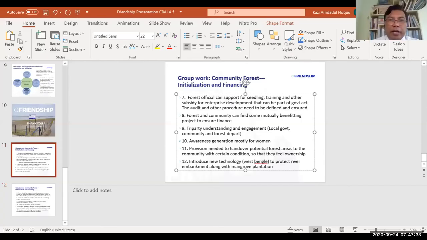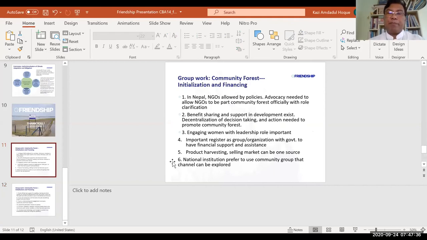We have a very vibrant presentation, sharing all the brilliant people. And in the very beginning, they recommended this Nepal experience. They feel the NGOs need to be allowed in the policy, with policies and advocacy needed for other countries. Nepal already allows NGOs to be part of community forest officially with role clarification. Number two, the benefit sharing and support in development exists there, but they recommend decentralization of decision taking and action needed to promote community forest.